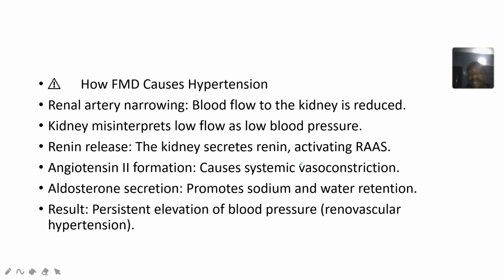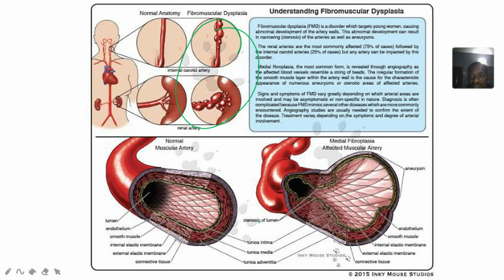So how does it cause hypertension? The renal artery will be narrowed, and the kidney will now misinterpret the low blood reaching the kidney as a general systemic issue. So it will now activate the renin angiotensin aldosterone system, which will now form angiotensin 2. Angiotensin 2, when it gets into the body, makes the blood vessels narrow. So one problem leading to another problem. So there is persistent elevation of blood pressure. Okay, renovascular hypertension.